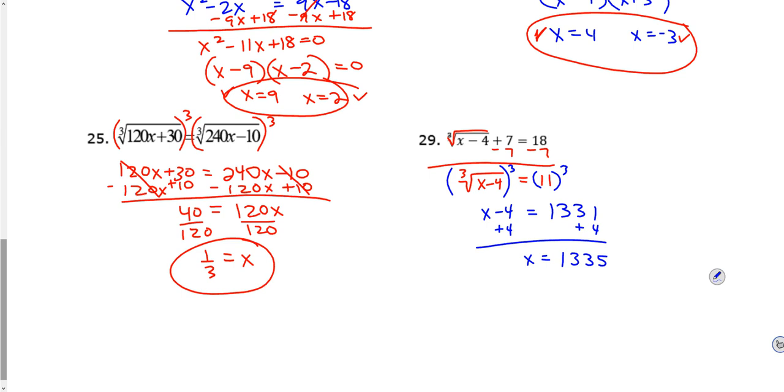So if you go and plug in 1335, take away 4 is 1331. Cube root of 1331 is 11, and 11 plus 7 is 18. So it checks out. So this is the correct answer.